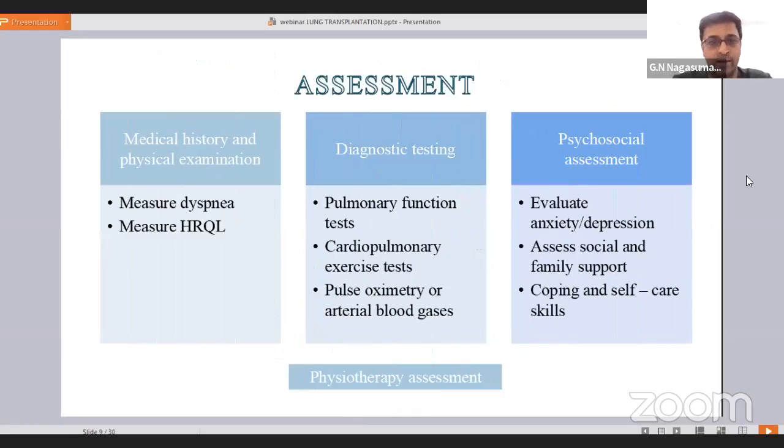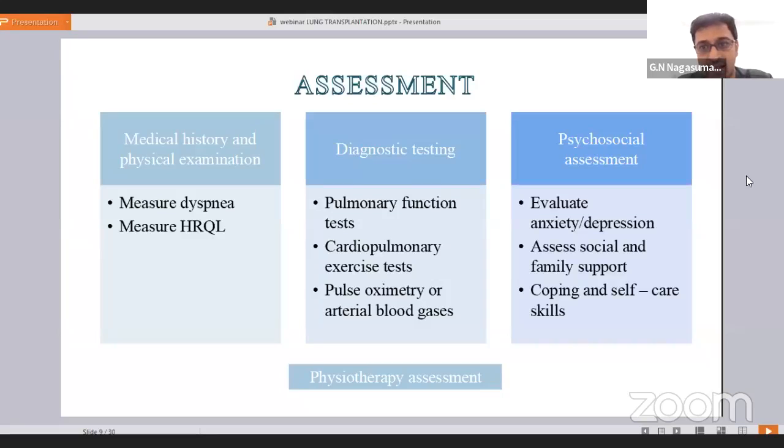Our physiotherapy assessment is based primarily on the medical assessment, psychological assessment and nutritional assessment. In medical assessment, there will be quality of life assessments, dyspnea scale assessments, and diagnostic assessments. Before planning our rehabilitation program, we'll consider the pulmonary function test, cardiopulmonary exercise testing, and ABG test. Based on this, I'll plan my rehab protocols, either prehab or rehab.